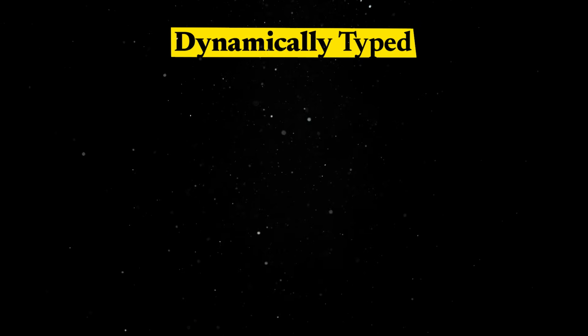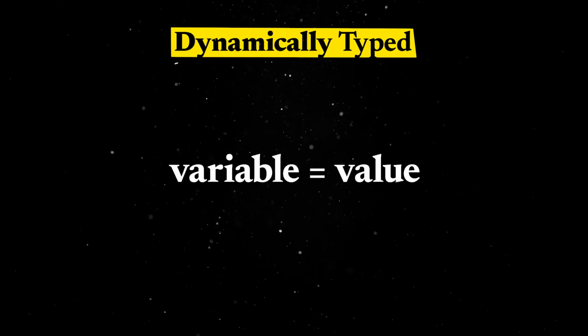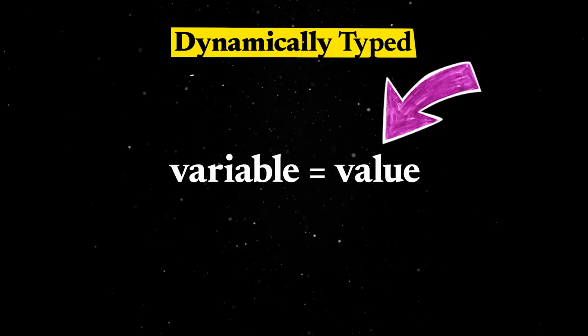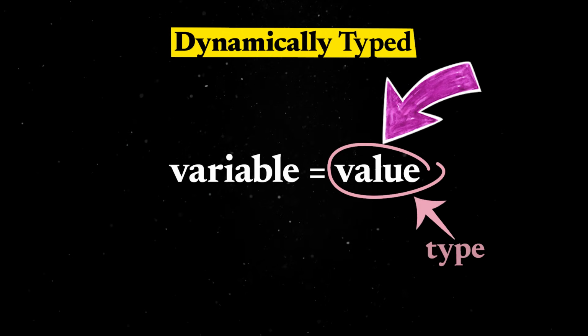Lua is a dynamically typed language, which means that variables do not have types, only values do. There are no type definitions in the language, and all values carry their own type.